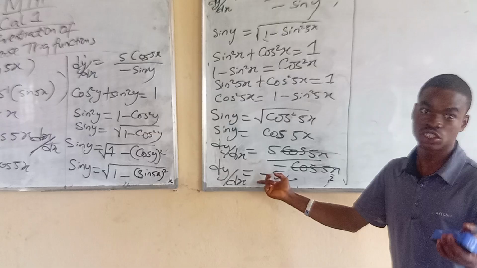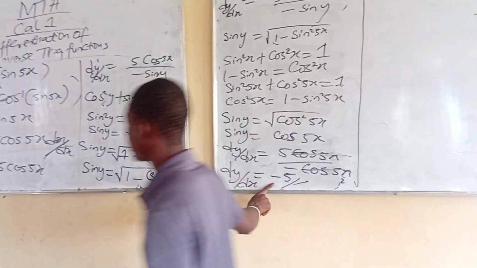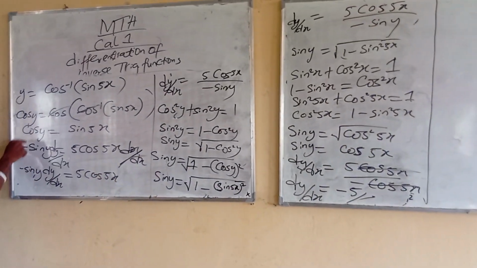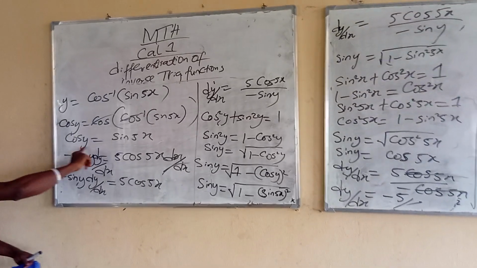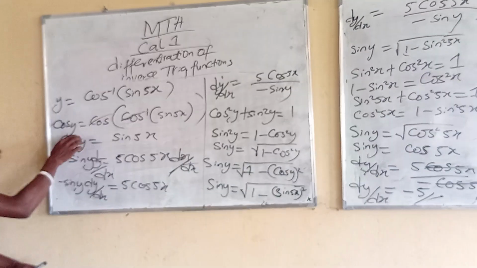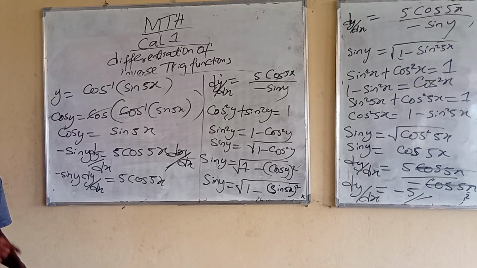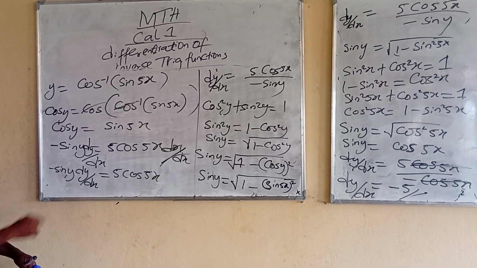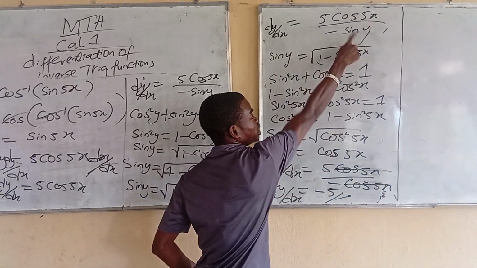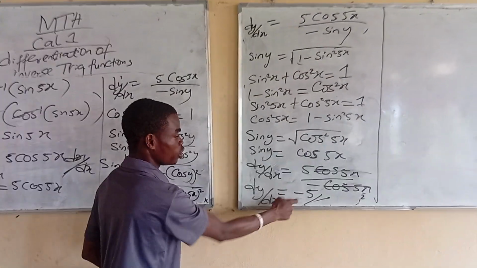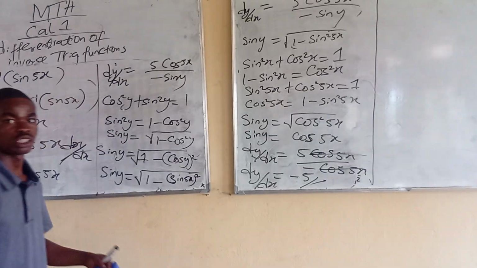Before you question why there is a minus sign here, referring back to where we started on the first board: cos y equals sine 5x. When you differentiate cos y, what do you get? Minus sine y. You understand my point? So that's why we carry that minus here till the very end. That's the minus sine y. When we solve, there was nothing to get rid of the minus, so the answer is minus 5.